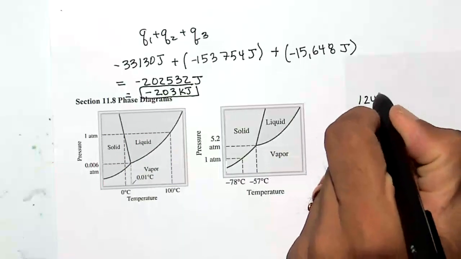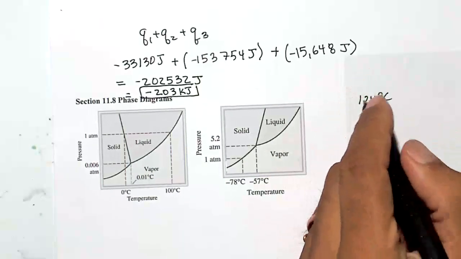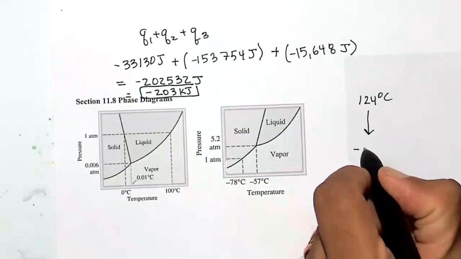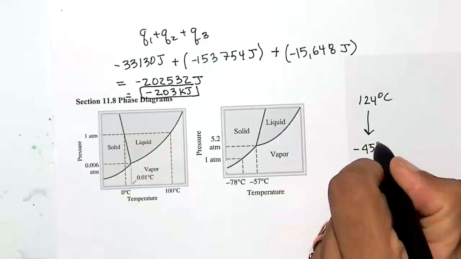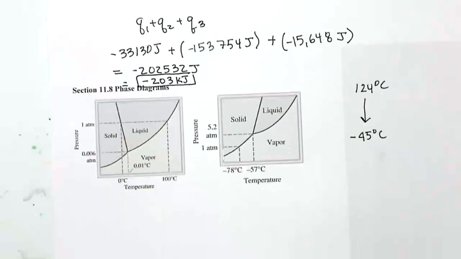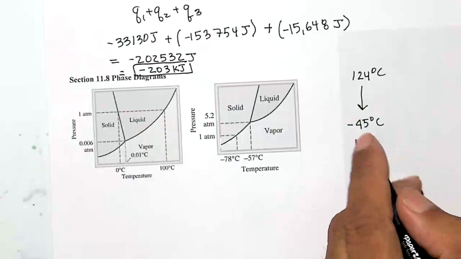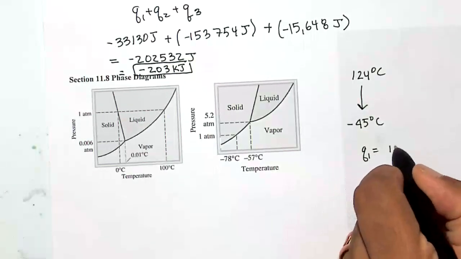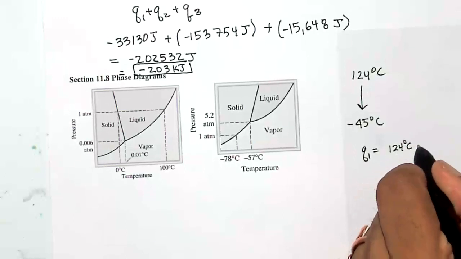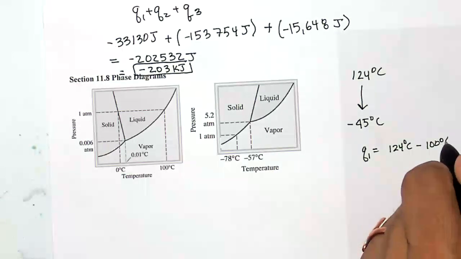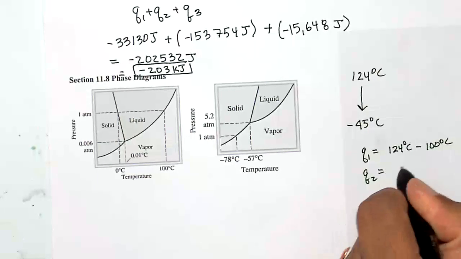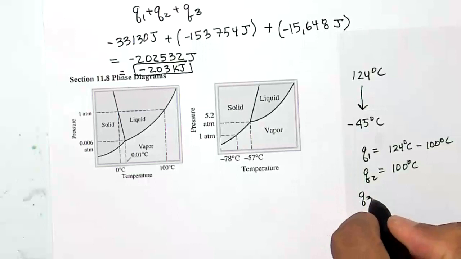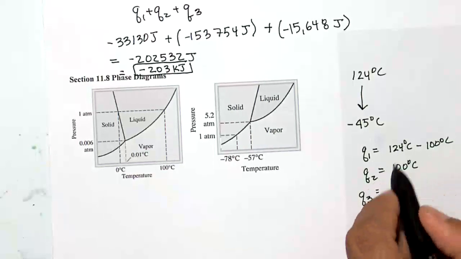Let's say you had to go from 124 degrees C. In this problem, you had to go from 124 to 45. What if you had to go from 124 to, I don't know, minus 45? What will you need to do? How many heats will you need to add? 4. It will be 124 degrees C to 100. What would Q2 be? Phase change at 100. What would Q3 be?